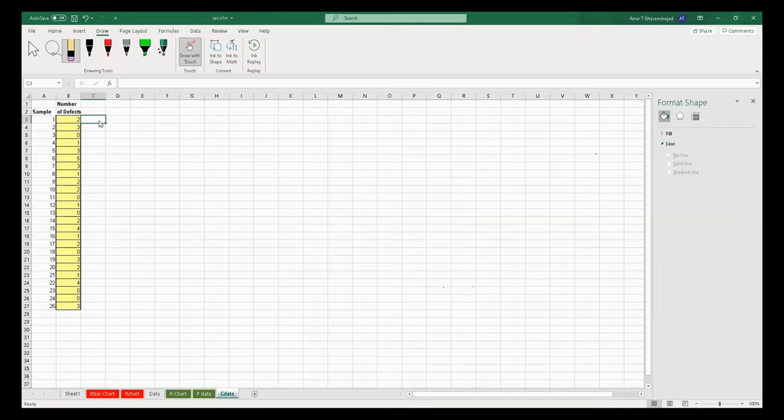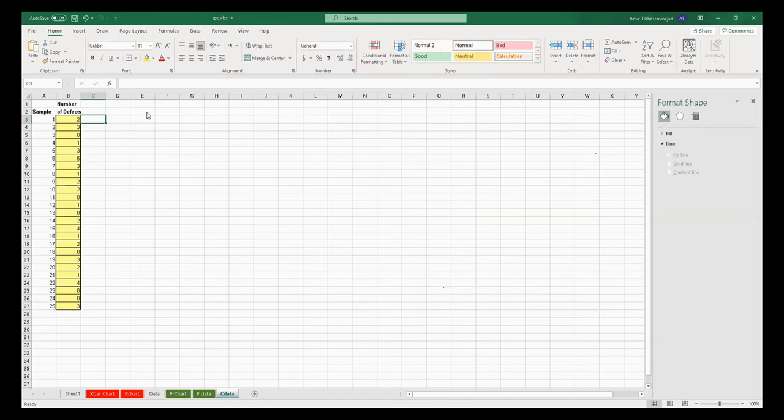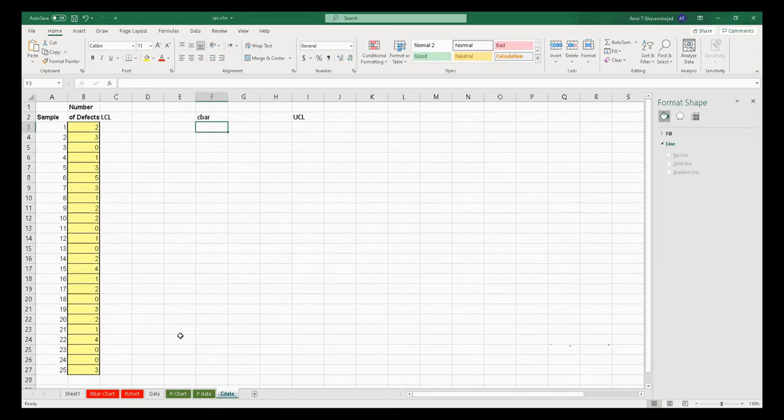The number of defects is here. We need, I have to go home, and I go here. We need a C bar, like always. And then we need the upper control limit and lower control limit. Yes, C bar would be the average.